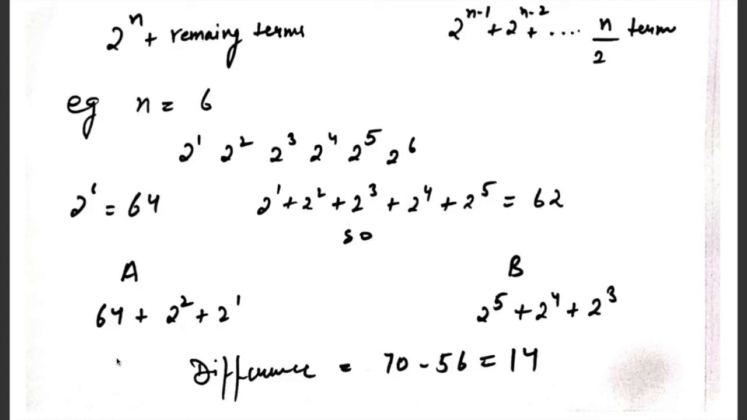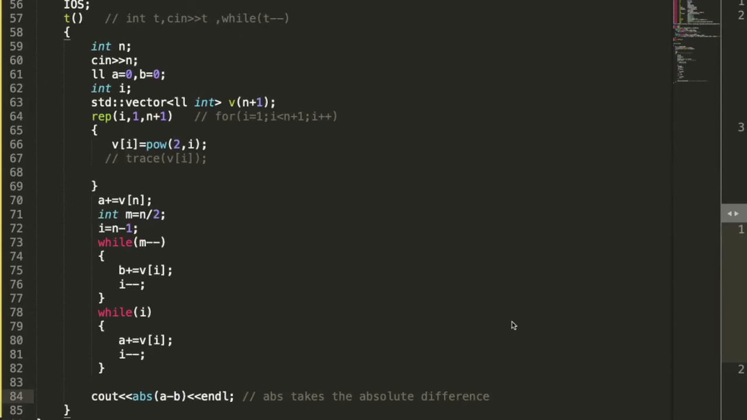So when we give a 64, we start giving b n by 2 terms from the back, that is the greater numbers: 2 to the power 5, 2 to the power 4, 2 to the power 3. We can only give b n by 2 terms. Then the remaining two terms will be taken to a, and we add up all these numbers and take their difference. Whatever the difference is, it will always be the minimum difference we can obtain by dividing this series optimally. Let's quickly review the coding part.